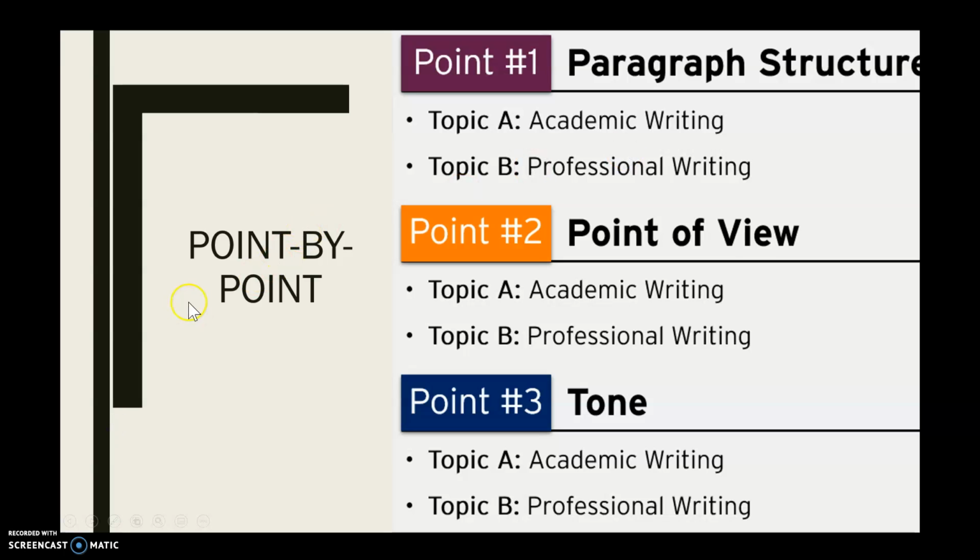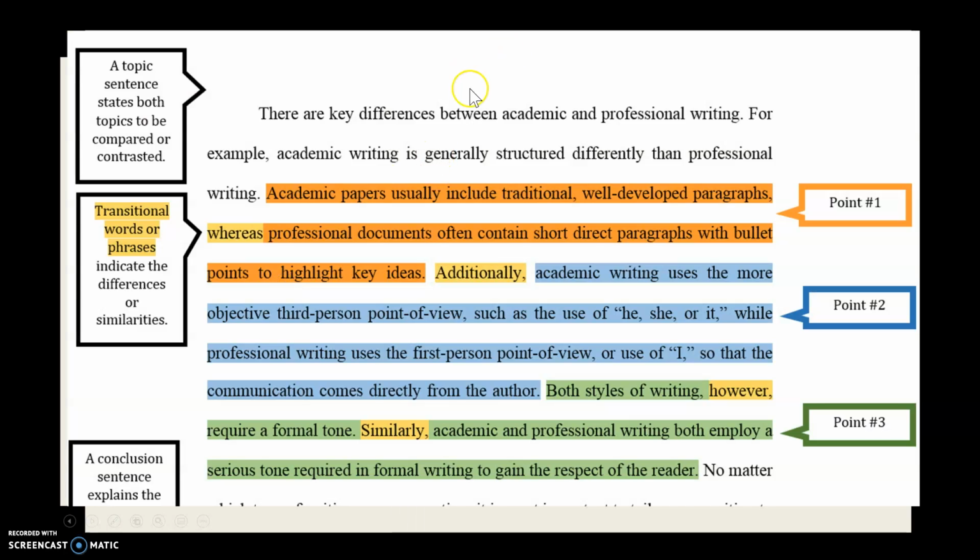So now let's compare that with a point-by-point paragraph. So this is using the same topic where we're comparing academic writing versus professional writing. So we're going to start by talking about the paragraph structure of academic and professional writing. Then we're going to talk about the point of view with academic and professional writing. And then we're going to talk about the tone with academic and professional writing. So this is the same basic paragraph. It is longer and it did get cut off on the bottom, but you should still get the same sense.